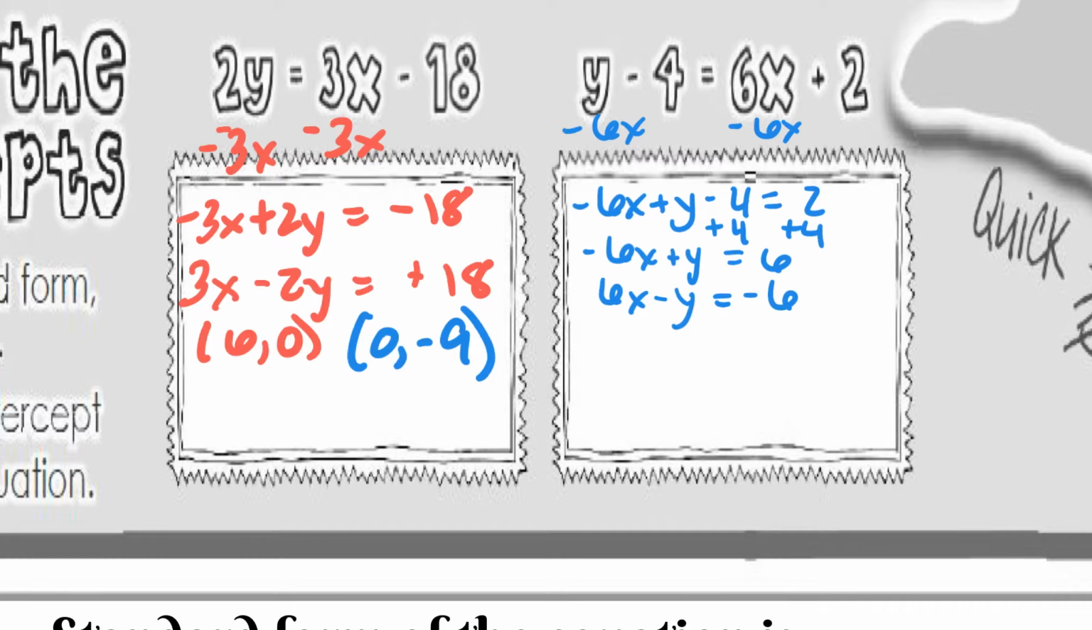So my x-intercept is at negative 1, 0. And then I do it again, and I cover up my 6x term, and I'm left with negative y is equal to negative 6. Divide everything by negative 1, I get y is equal to 6. So my y-intercept is at 0, 6.